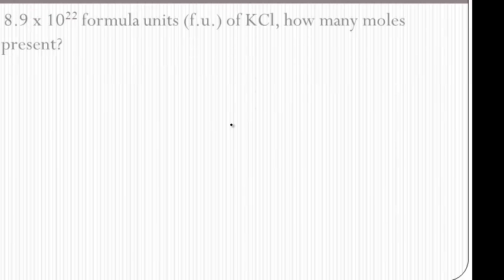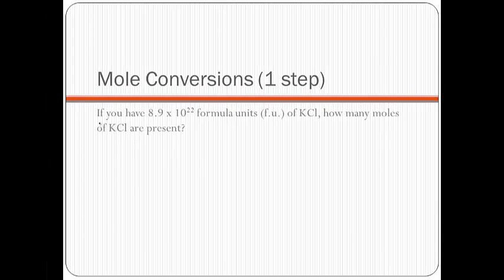All right. All these are one step, so let's do another one-step Flim chart. Okay, if you have 8.9 times 10 to the 22nd formula units, abbreviated FU, no, don't laugh, all right? Let's abbreviate F.U, okay? It's the only time you're probably allowed to say that in a class. But formula units of KCl, how many moles of KCl are present? Okay, this time I am giving you 8.9 times 10 to the 22nd F.U formula units of KCl.